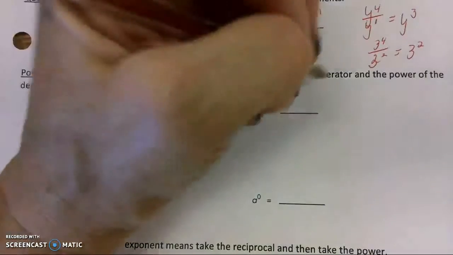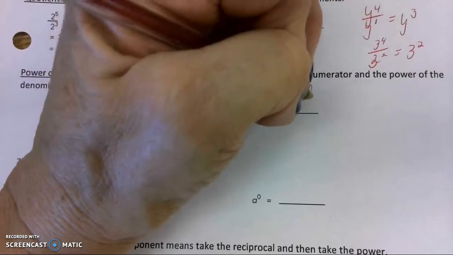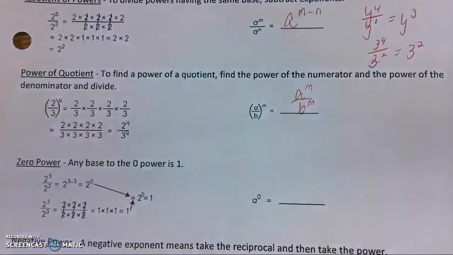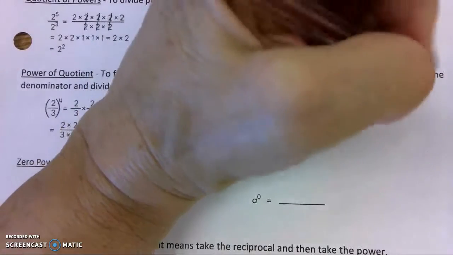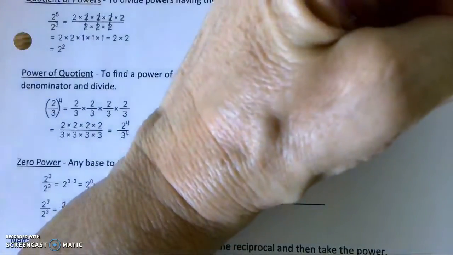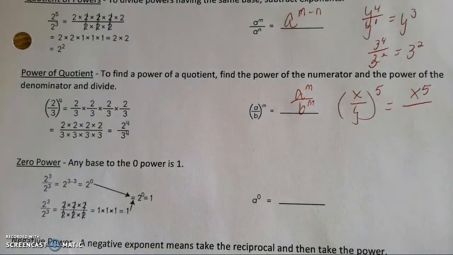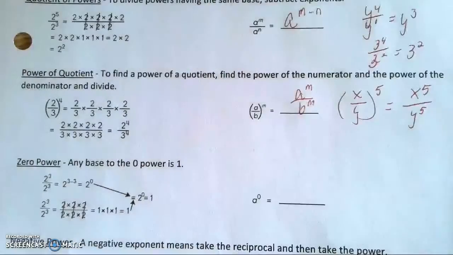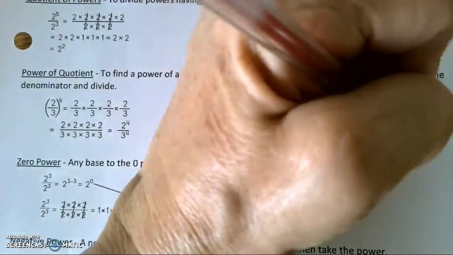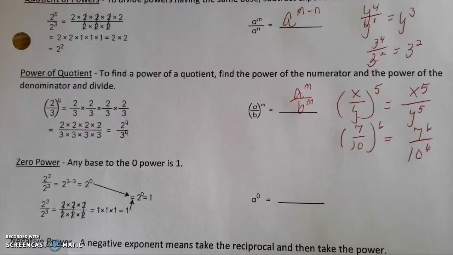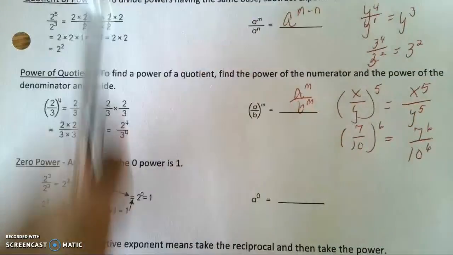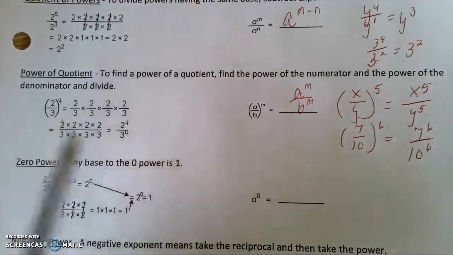So again, when I do this, this would be a to the m power over b to the m power. And if I put variables and numbers again, let's say x divided by y to the 5th power, that would be the same as x to the 5th power over y to the 5th power. And then if I use numbers, so let's use 7 divided by 10, raise it to the 6th power, that would be 7 to the 6th power over 10 to the 6th power. Okay. And it's very similar to when we did the power of a product, only this time, because we have a division bar there, it's power of quotient.